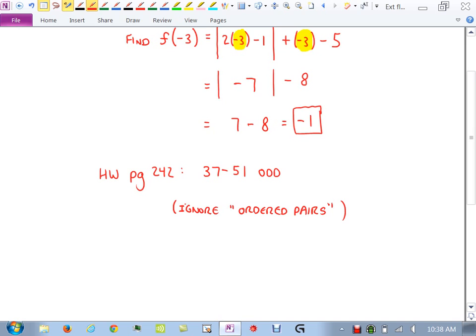So all of these, some of them you're going to plug in fractions. There's some that even ask you to plug in decimals. So let's see how you do with this.